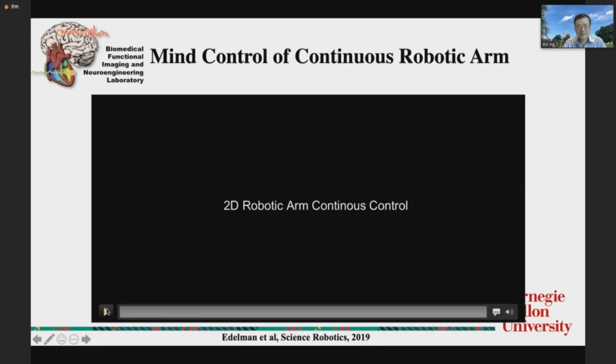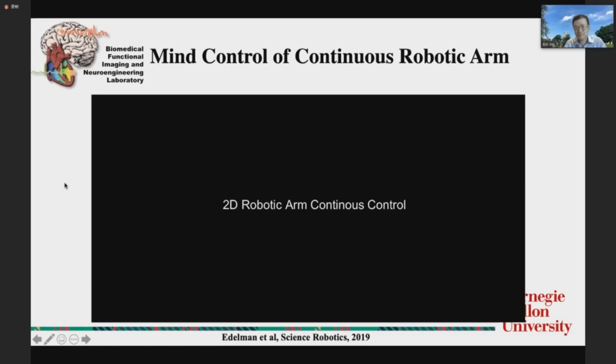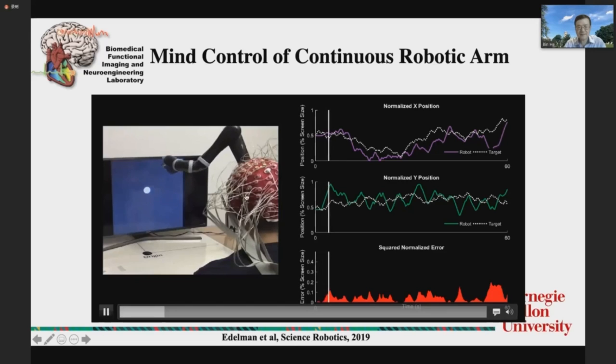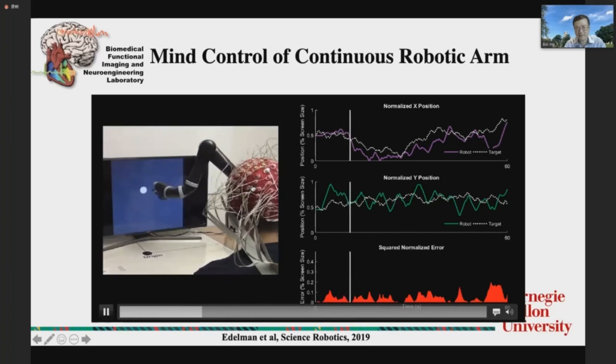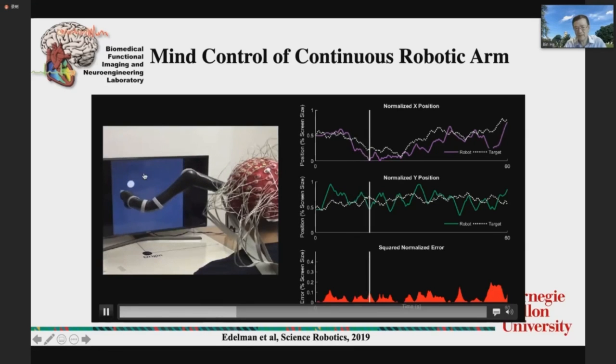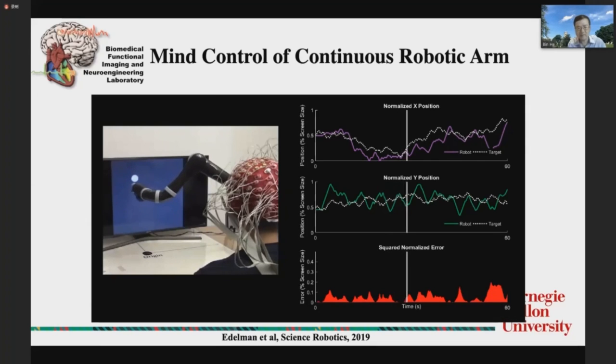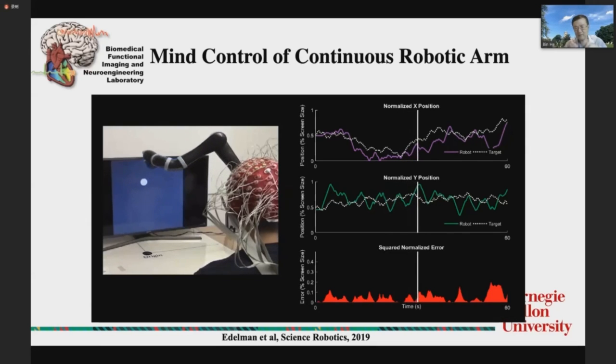So let's look at how this work looks. In this case, you can see a 128-channel EEG cap. It's an EEG recording, and the source imaging is performed in real time. And we have this ball, this circle, controlled by a random generator, so it is randomly moving around on the computer screen.